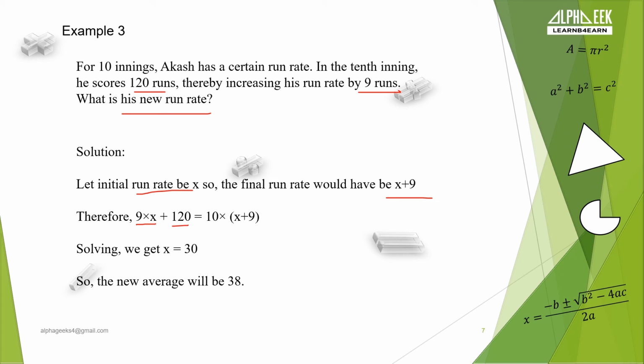So therefore the total sum of runs scored by Akash till the end of the 10th inning will be 10 into (x plus 9). 10 is the number of innings and x plus 9 is the average, which gives us the sum, because we know average equals sum of all terms upon number of terms, correct? Solving this equation, we get x equals 30. So now we know the initial run rate of Akash was 30. Now the new run rate will be what? x plus 9, that will be 39. So therefore the new run rate of Akash is 39.